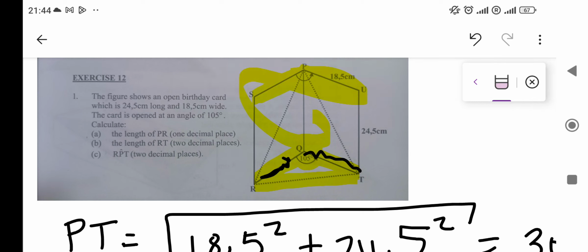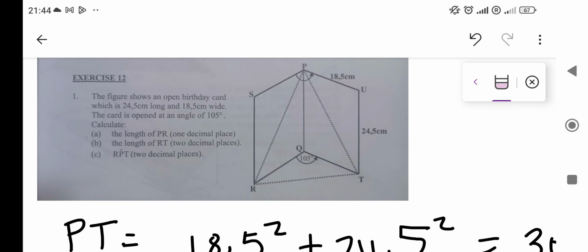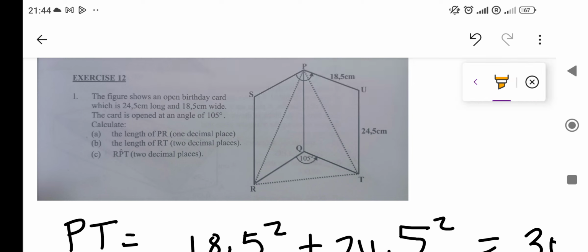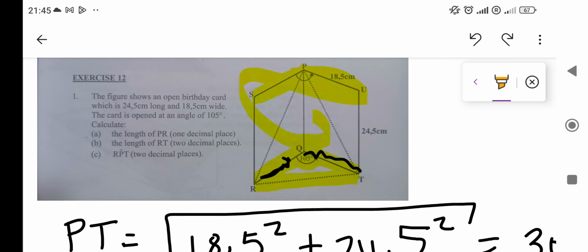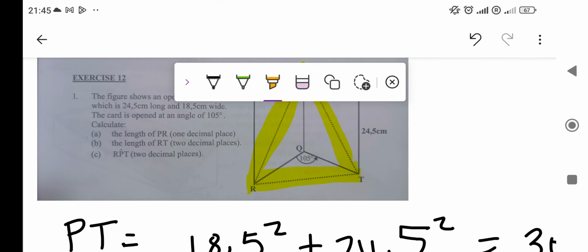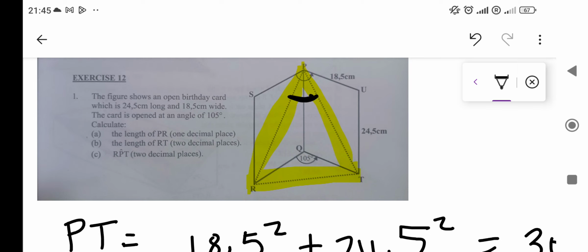Let's clean it up. Right. So we are now trying to find RPT. So this is the angle up here that we are trying to find. We have found PT and PR, and now we found TR. So we have this dimension, this dimension, and this dimension. So we have 3 dimensions in our triangle, and now we are trying to find this angle over here.